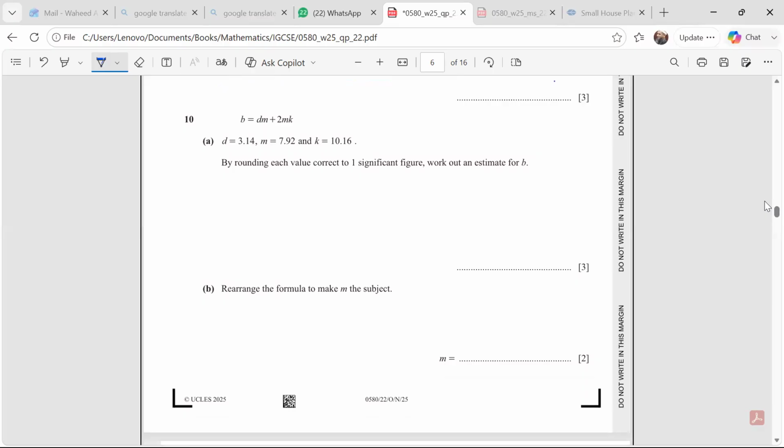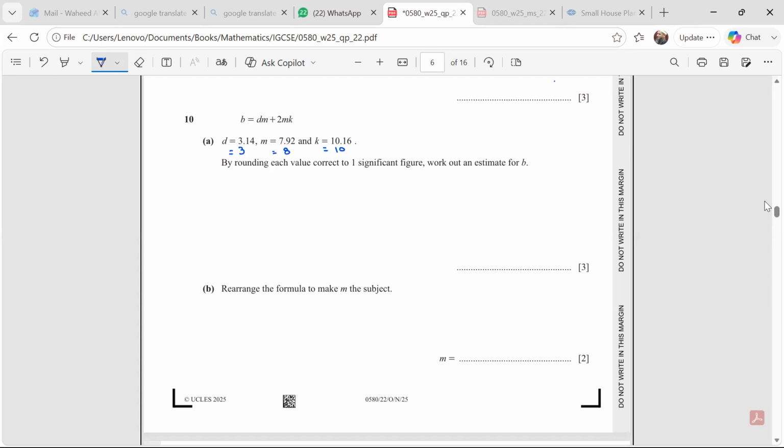Okay, question number 10. By rounding each value correct to one significant figure. Okay, one significant figure means what? When we round it to one significant figure, this is going to be 3 only, this would be 8 only, and this would be 10 only. Okay, 1, 0, it is one significant figure. Similarly, this expression for one significant figure will be 8 and 3. Okay, now things are easy.